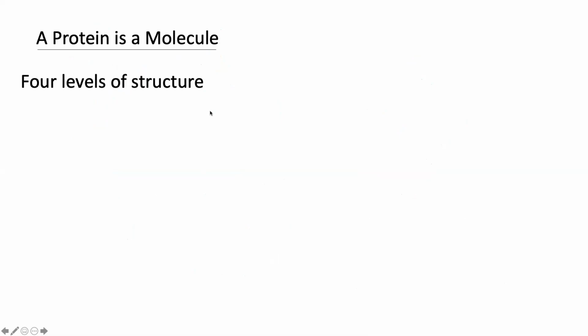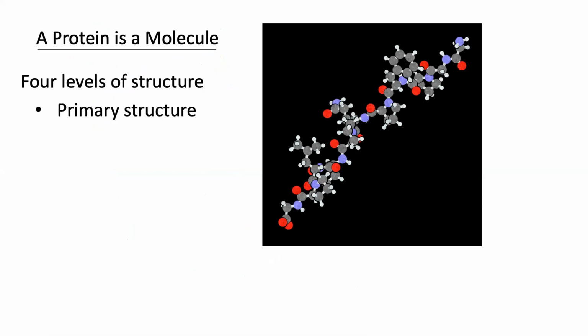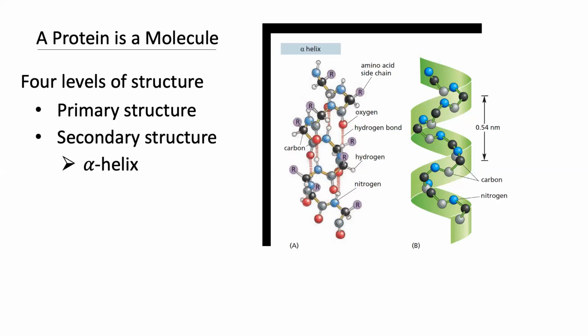There's actually 4 levels of structure to a protein. So the first level is the primary structure, which is just a sequence of amino acids. It's a linear sequence of these amino acids. Then we have the secondary structure, which is going to be kind of the first layer of folding, if you will. There's a few different structures that come along with a secondary structure, such as the alpha helix.